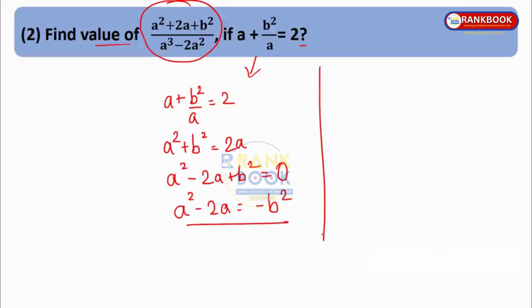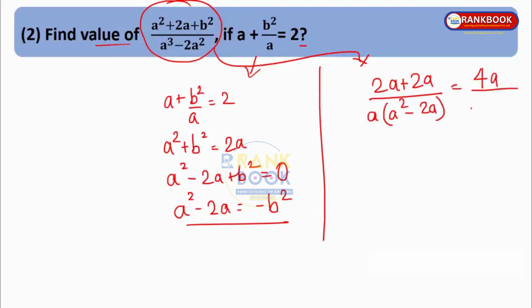So let us see what they have given. They have given this, which can be written as a square plus b square, which we already know is nothing but 2a, plus 2a upon a cube minus 2a square. If we take a common, what will you get? You will get a square minus 2a, correct? So we will have 4a upon a square minus 2a, whose value is minus b square. a gets cancelled, you get minus 4 upon b square as the answer.